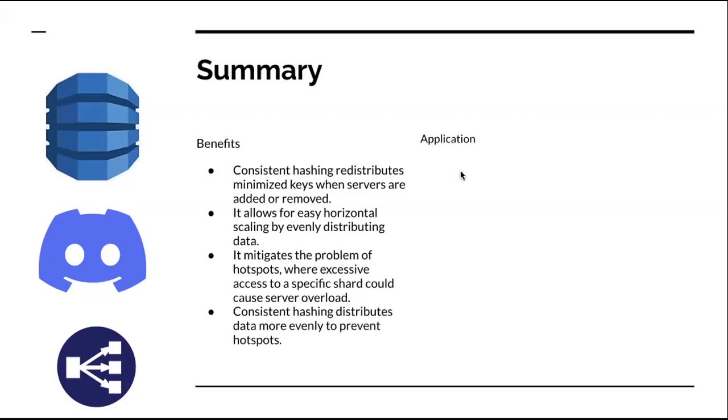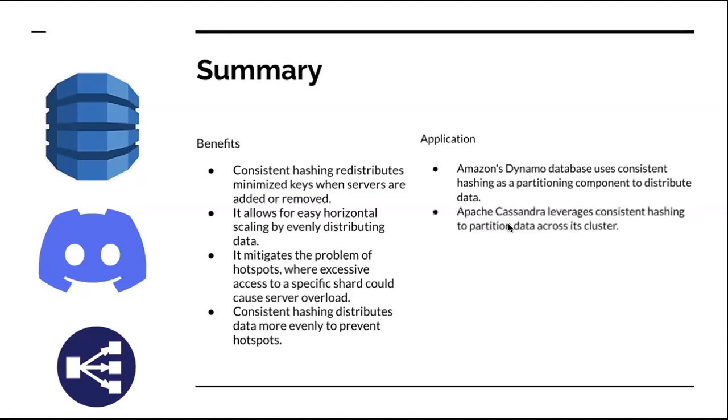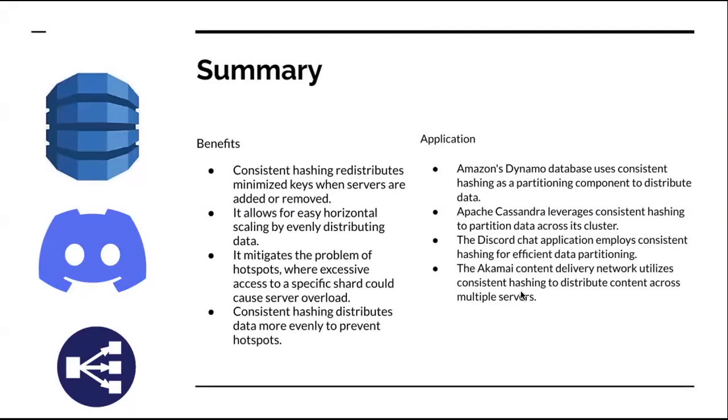Now, the applications of the consistent hashing approach. It has a wide variety of applications and is used by lots of internet companies. We can start with Amazon's DynamoDB, which uses consistent hashing as a partitioning component to distribute data across its database. Then Apache Cassandra leverages consistent hashing to partition data across its cluster. And then the very popular chat platform Discord also employs consistent hashing for efficient data partitioning across its database systems.